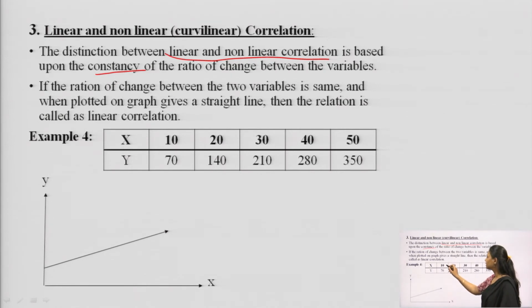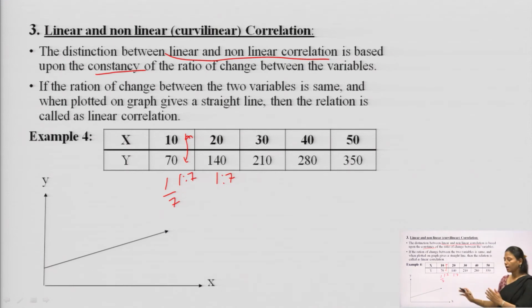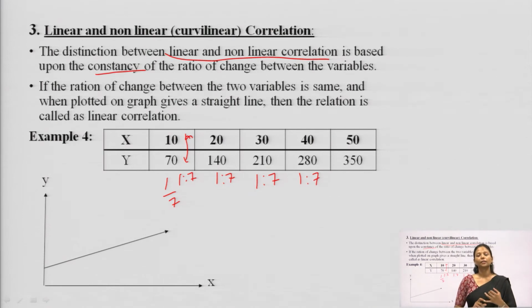For example, here the ratio becomes 1:7. Here when x is 20 and y is 140, again the ratio is 1:7. Moving ahead, 30 and 210, the ratio remains 1:7. When x is 40 and y is 280, again the ratio is 1:7. So, we can say in the whole table, the ratio between the x axis and the y axis remains the same, that is 1:7. Thus, this table shows us the linear correlation between the two variables, that is x and y.